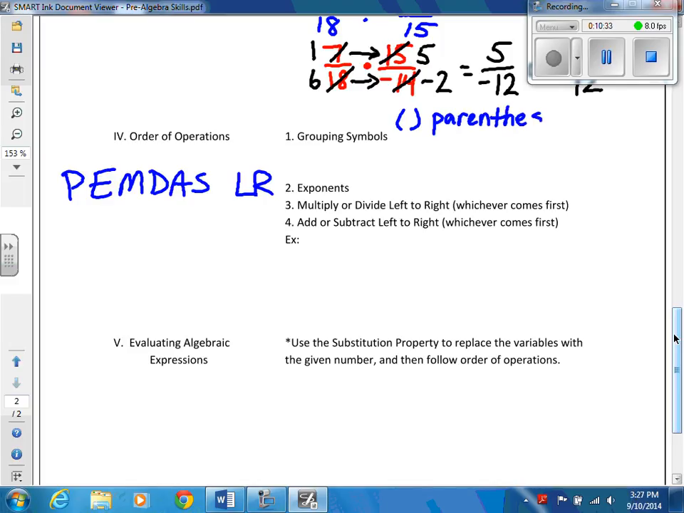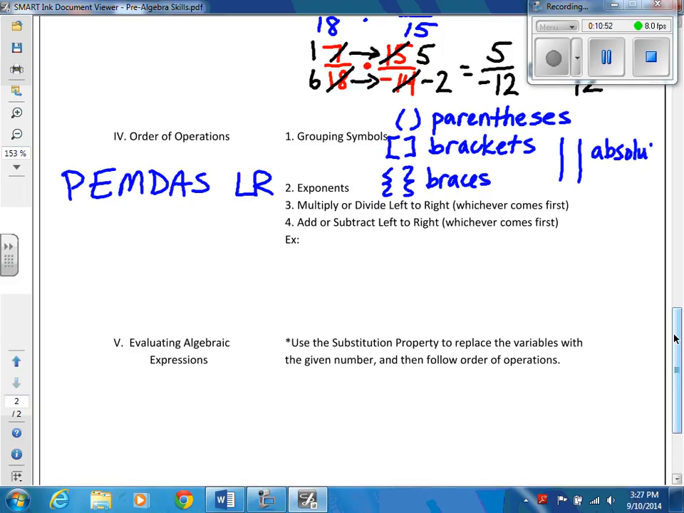But there are three others that we need to also recognize. The boxy looking things are known as your brackets. The squiggly looking things are known as your braces. And then if you remember back at the very beginning of this sheet, the long bars known as your absolute value bars. These are all types of grouping symbols, and any problem that has them in it, whatever's inside must be done first before you go outside of the problem.